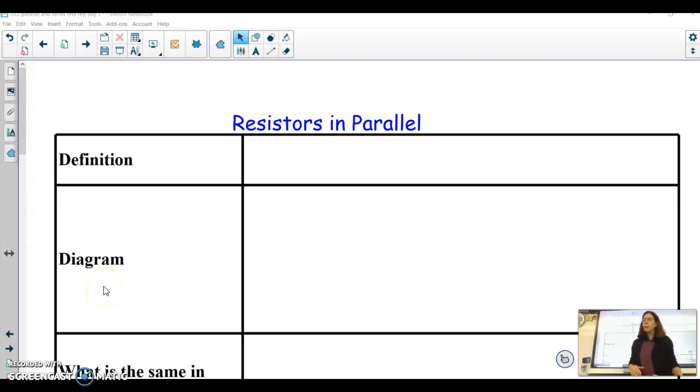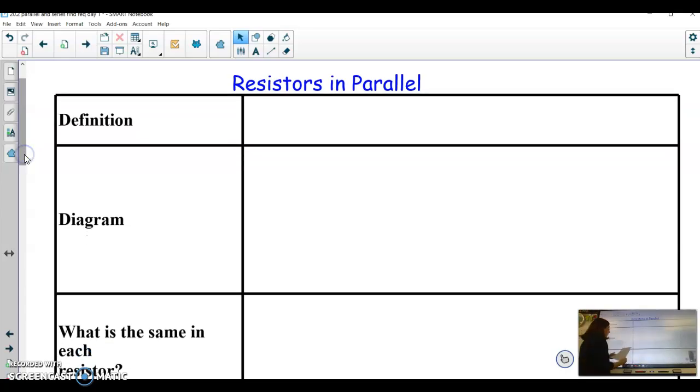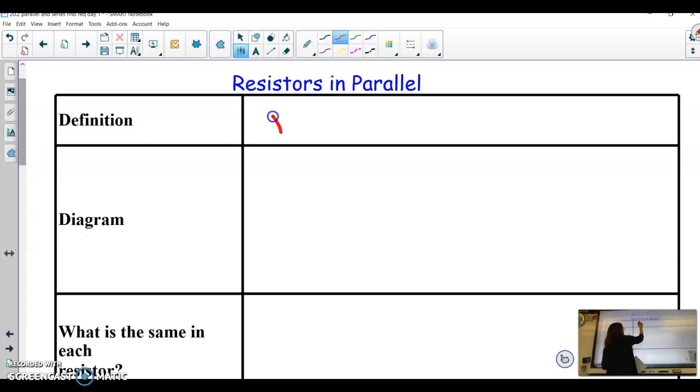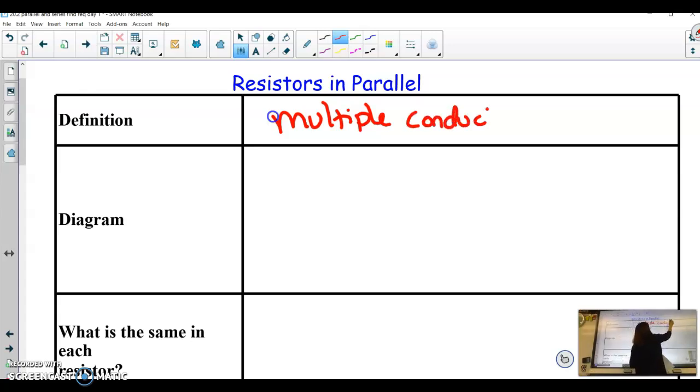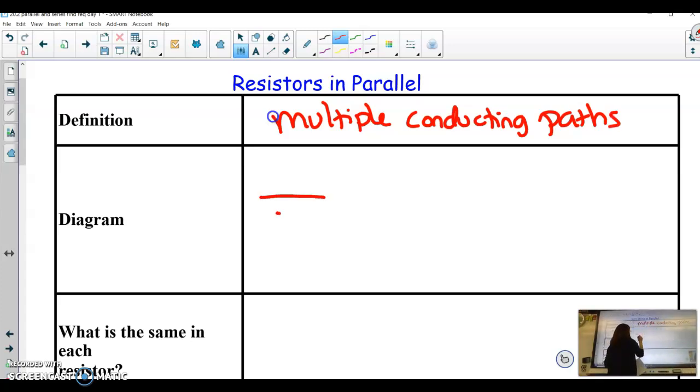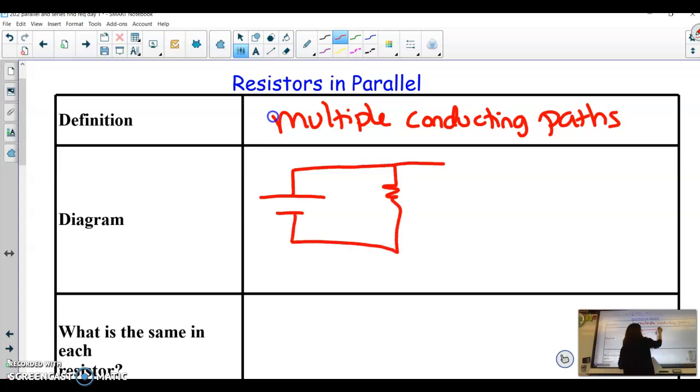Okay, now to quickly wrap this up, we're going to look at resistors in parallel now. The definition, of course, being that there are multiple conducting paths. So when we draw this circuit, there's lots of different ways that we could do this, but the current can go through either this branch or this branch or this branch.